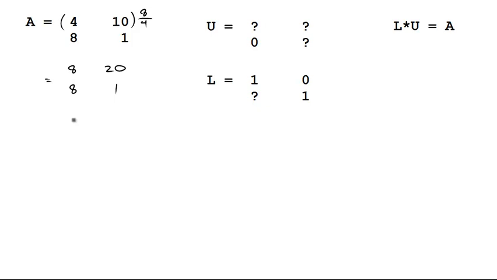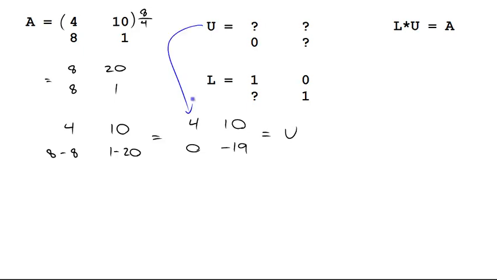And after we do that, we'll store it in the second row and leave the first row as we originally had it. So the original first row is 4 and 10, and in the second row is 8 minus 8 and 1 minus 20. That leaves us with 4, 10, 0, and negative 19. This is equal to the upper diagonal matrix U.